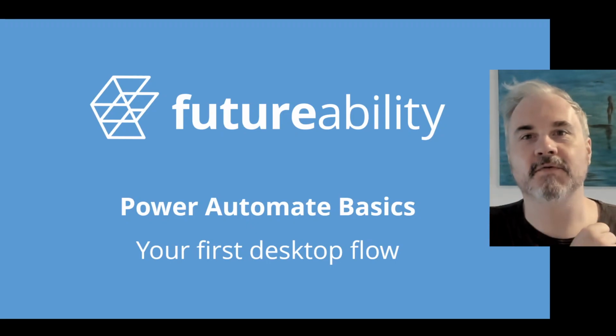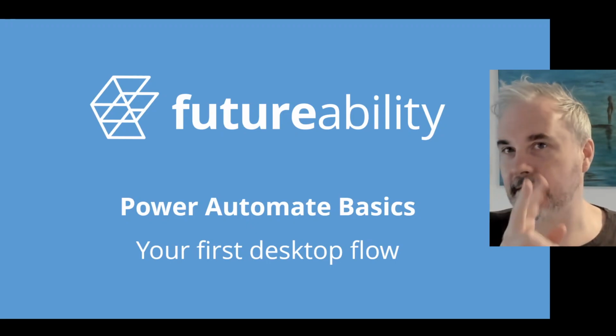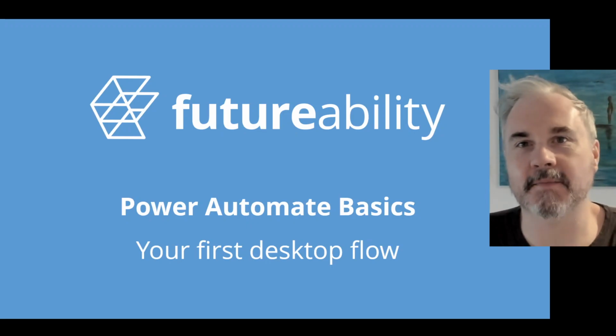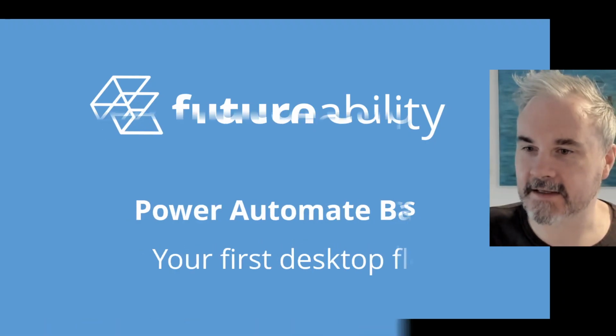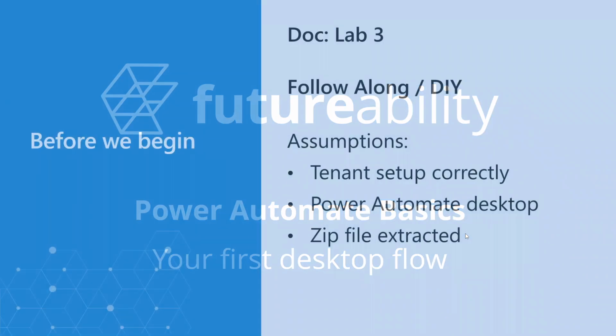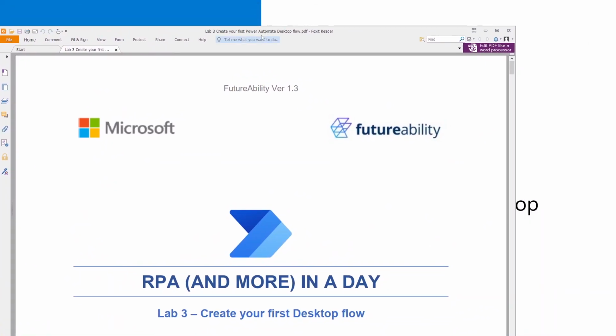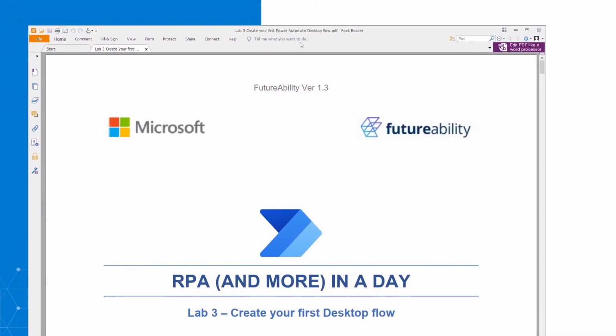Hello, welcome to lab number 3, which is your first desktop flow. We're going to get stuck into Power Automate Desktop here. So let's kick into it. Before we begin, let's just go through a couple of things. The lab document we're going to work on is lab number 3. You'll create your first Power Automate Desktop flow.